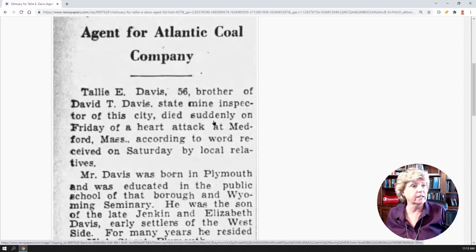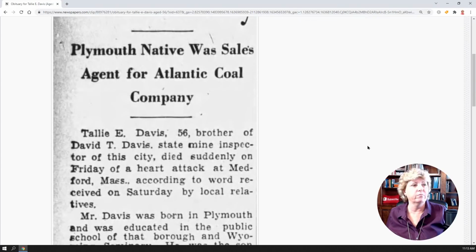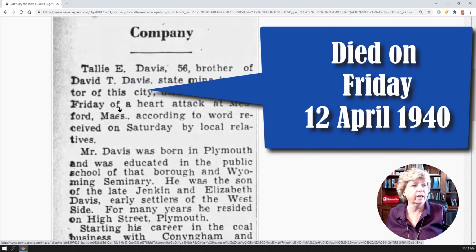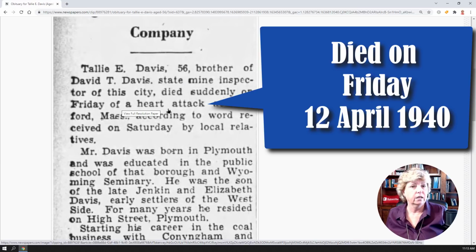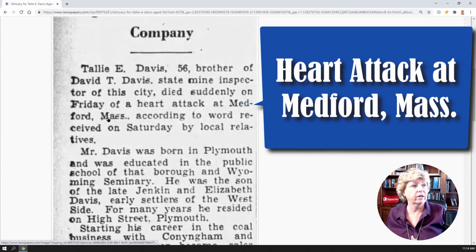All right, so Tally died suddenly on Friday of a heart attack. This newspaper article was written on a Monday. If we do the math backwards, that means that he died on Friday, April 12th. So he died on April 12th, 1940, because this article was written on the 15th on a Monday. So if we count backwards, Sunday was the 14th, Saturday was the 13th, Friday was the 12th, okay? He died of a heart attack at Medford, Massachusetts. So we have his death date, we have his death place.